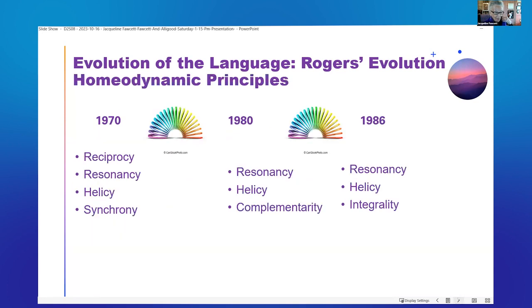And as we all know, in the 1970 book, the homeodynamic principles were reciprocity, resonancy, helicy, and synchrony. And by 1980, it went to resonancy, helicy, and complementarity. And by 1986, we saw resonancy and helicy staying, but complementarity changed to integrality.